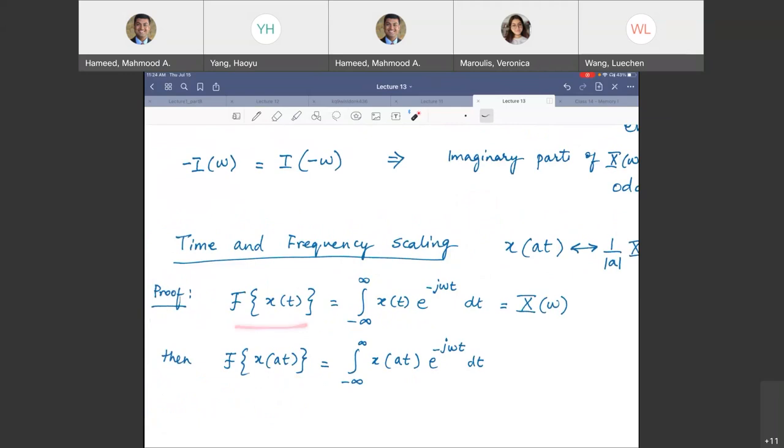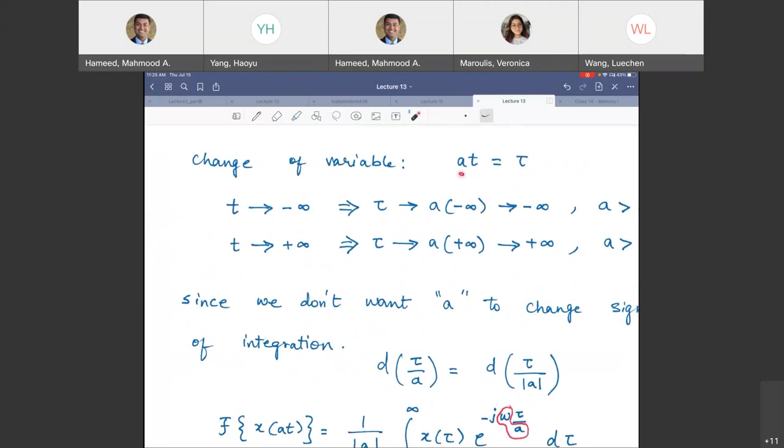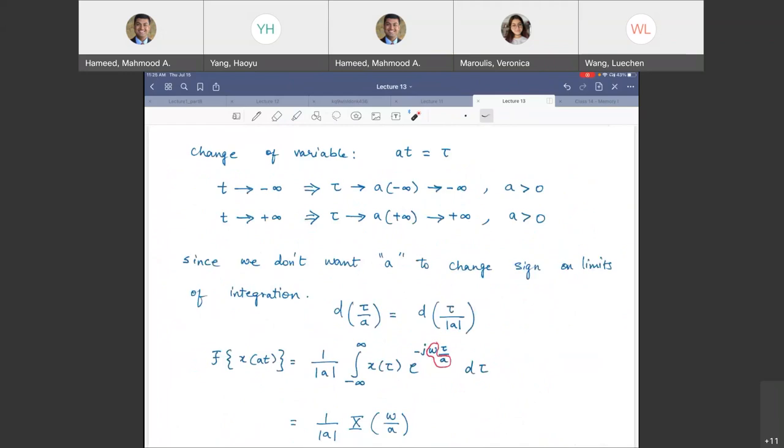The Fourier transform of x of t is what? This is our Fourier transform integral, negative infinity to infinity, x of t e to the minus j omega t dt. That's your x of omega. For x of at, we are simply going to have an additional a over here. Everything else is going to remain as is. Next, we are going to substitute at equals tau. You do this change of variable and adjust the limits of the integration. When t is negative infinity, tau will be negative infinity.